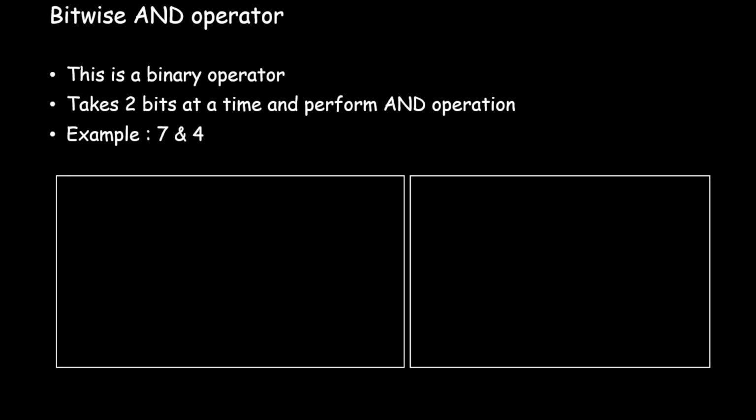While writing a C program, we use the bitwise AND operator as this symbol, that is the ampersand symbol. This is a binary operator. When I say binary operator, it means that this operator, the bitwise AND operator, works for two numbers. So I can perform a bitwise AND operation between these two numbers.